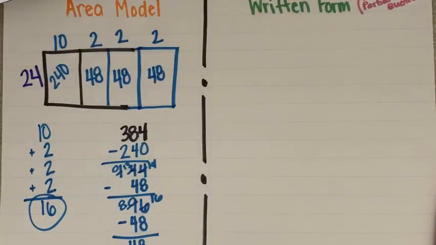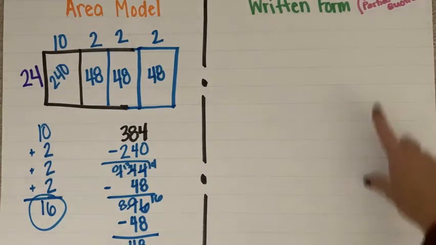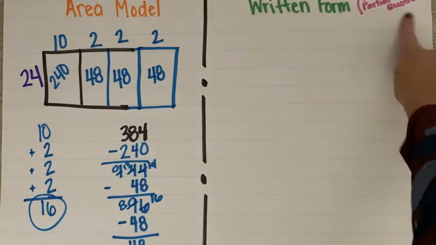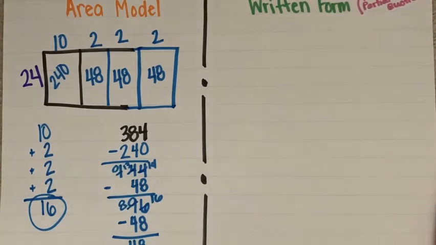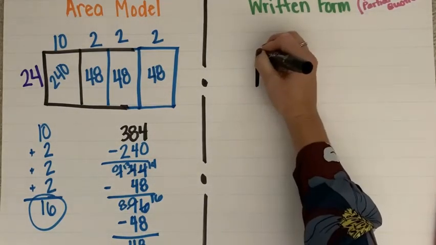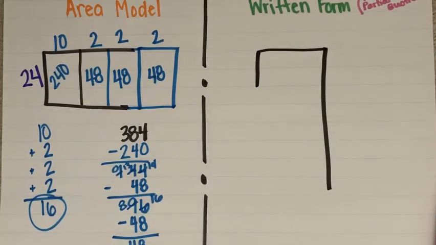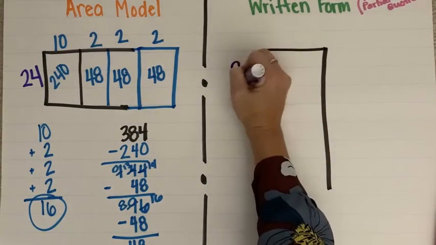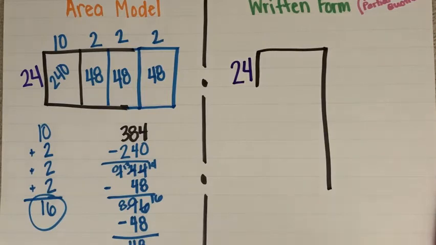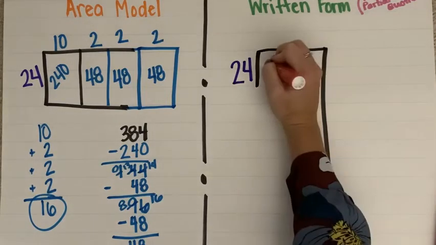Now for our second strategy, or another model of partial product, which is written form. And you might also know this as partial quotient. Now, this starts off by writing a division bar, but I'm going to have this really long tail right here, okay? I'm going to put my divisor on the outside, and I'm going to put my dividend on the inside.